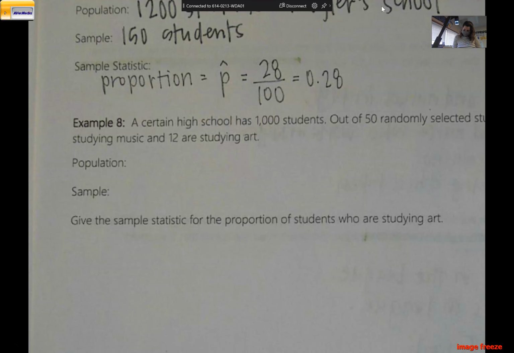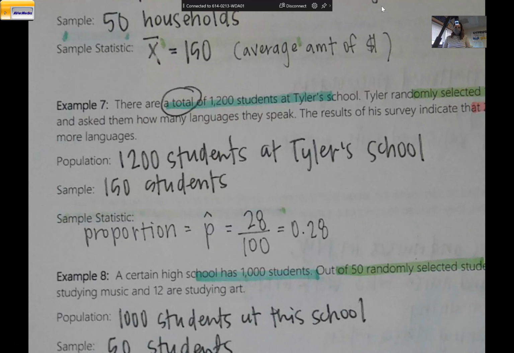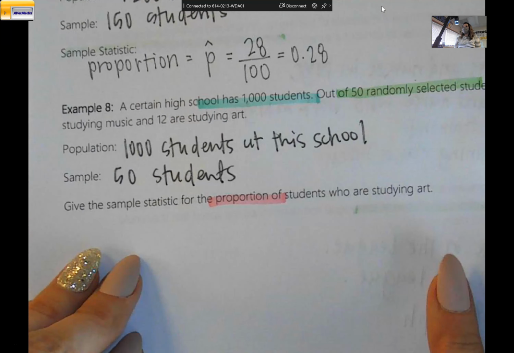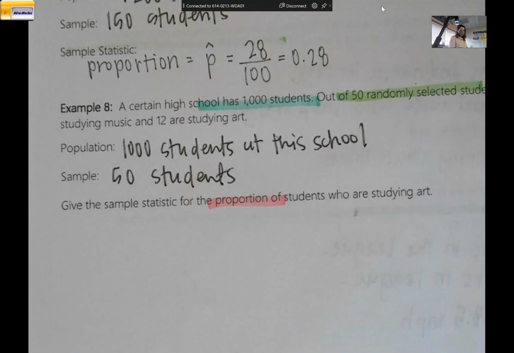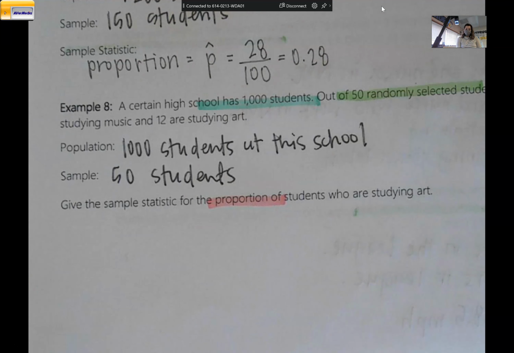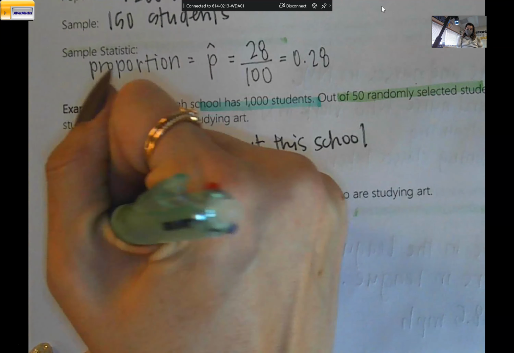Okay, so our population is 1,000 students at this school. I want to try to be as specific as possible. My sample was 50 students. Give the sample statistic for the proportion of students who are studying art. So this is going to be a P hat.